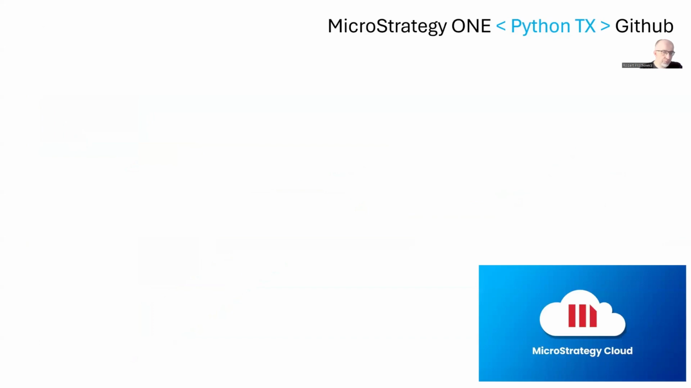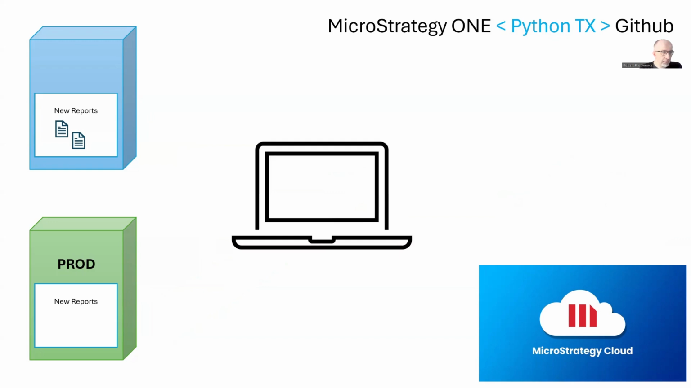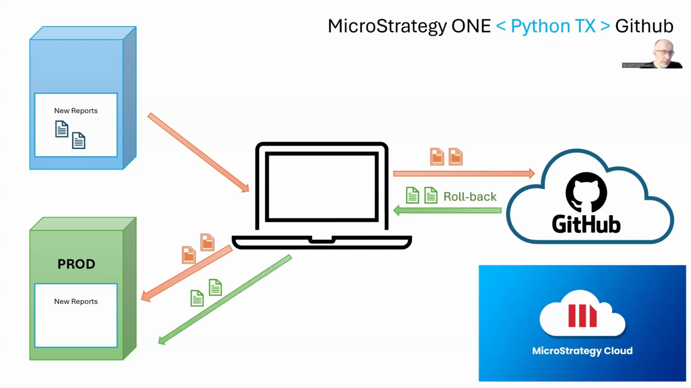MicroStrategy Cloud customers can have a much nicer workflow, and it works like that. The same setup, dev and prod environments, and there is an application on your computer that allows you to move objects with packages between environments, push them to GitHub, and roll back with undo packages. So it looks the same, but underneath works differently because Python is not running on my laptop. Python is running on one of those servers as a Python service.